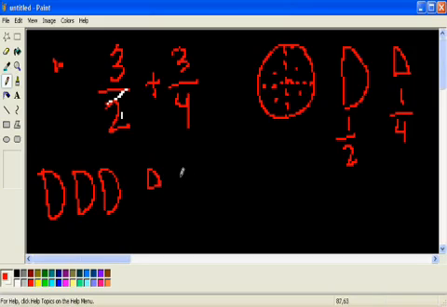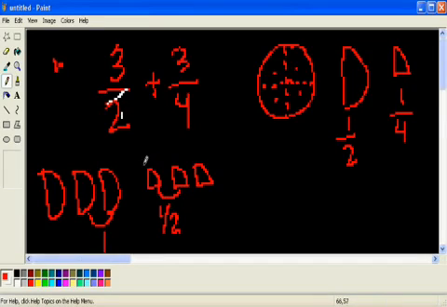I know I can join these two to make a whole, so there's one whole. I know I can join these two together to make a half. And then if I join this half right here with this half, I'm going to end up with another whole. Okay? And what I have left over is this 1/4.